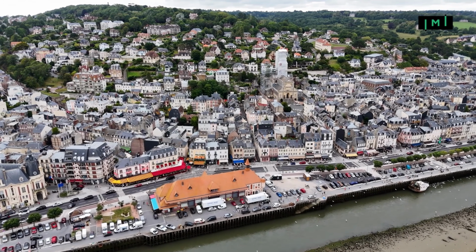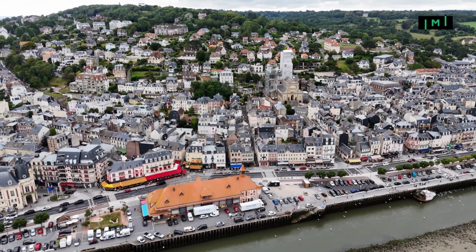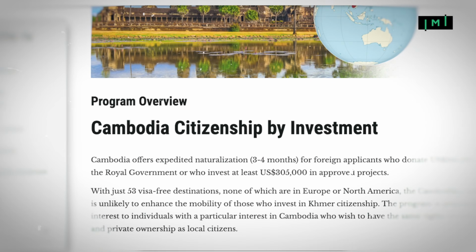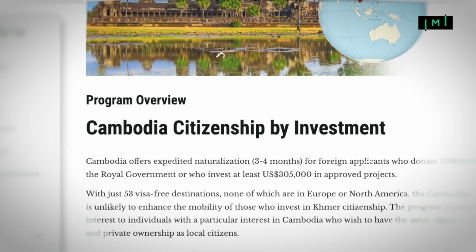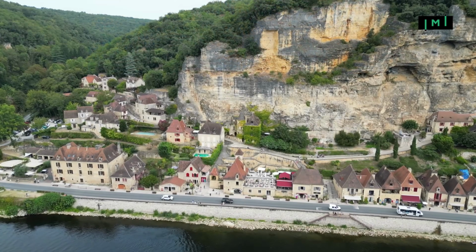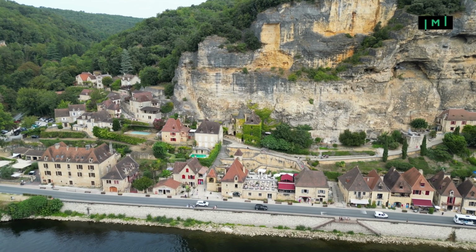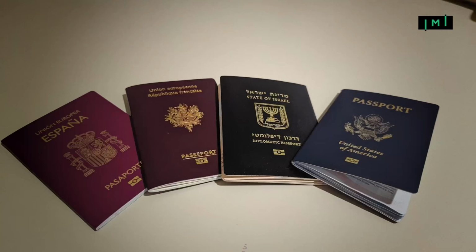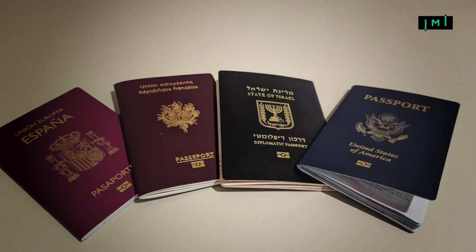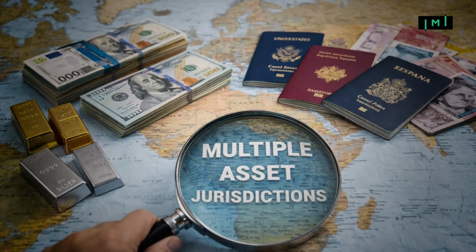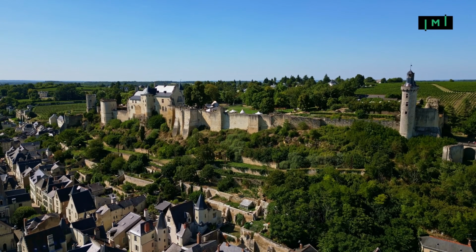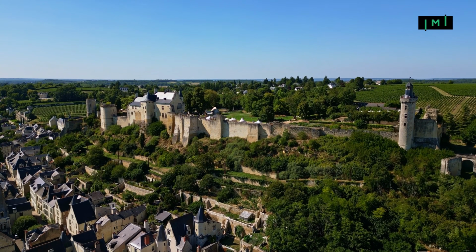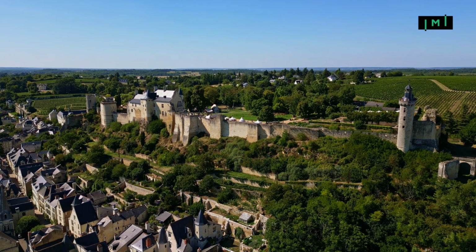Most residence by investment programs require minimal physical presence. Citizenship by investment programs typically require none. This decouples settlement rights from settlement itself. Multiple homes means you're never homeless. Multiple citizenships means you're never stateless. Multiple asset jurisdictions mean you're never broke because one government or political leader had a bad day and decided so.